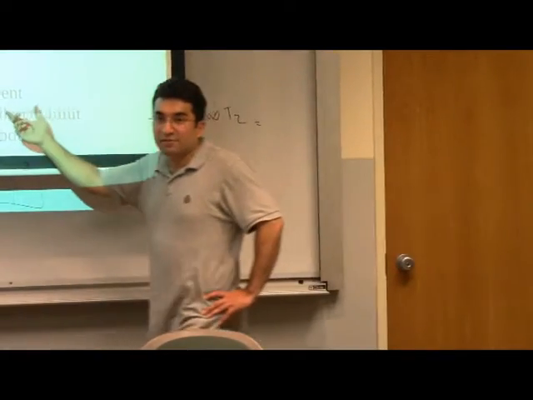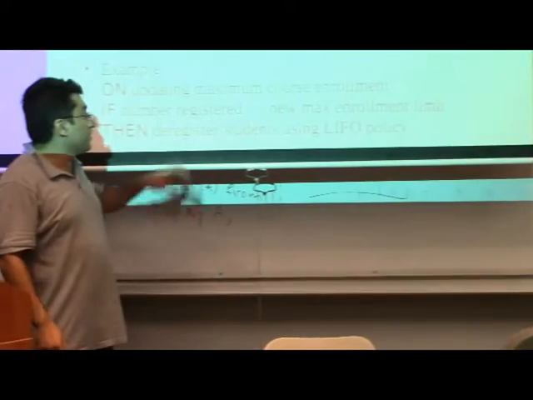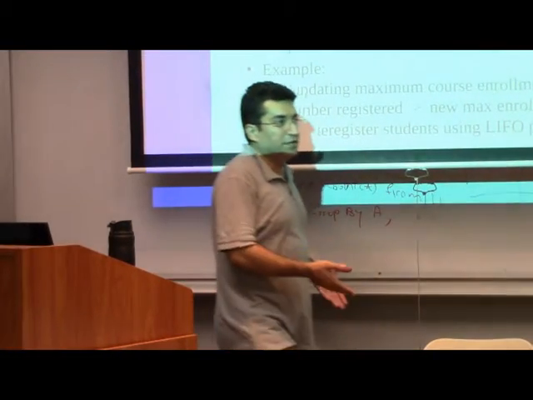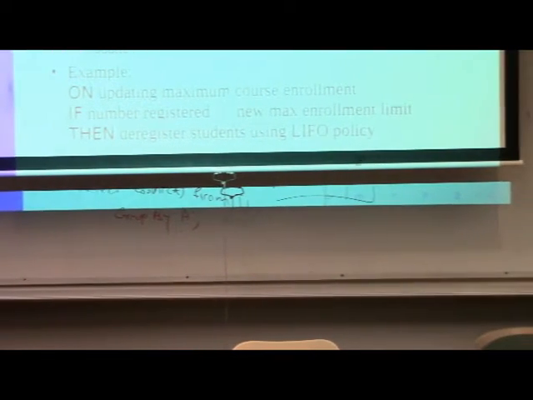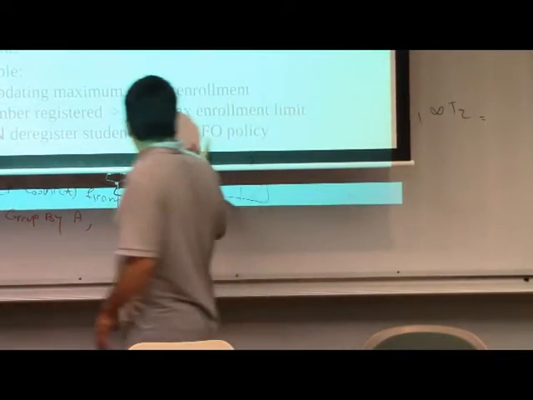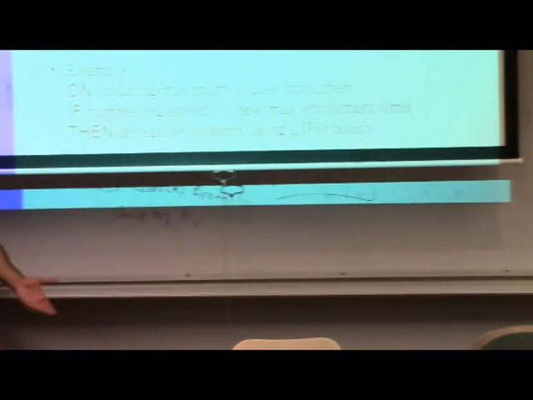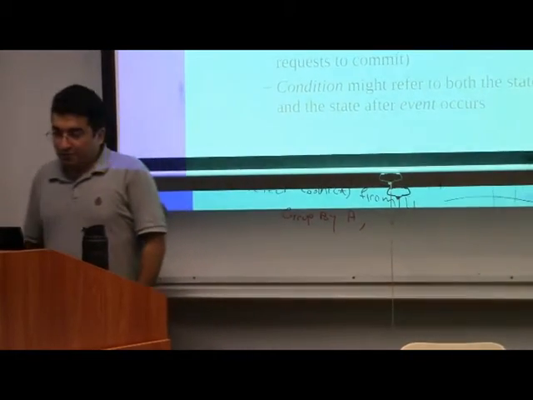So this event will be triggered, okay? Then we will check the condition. If there are more than 40 people registered for this course, we have to kick out 5 of them, okay? So we are doing this action. The registered students using last name, first name.